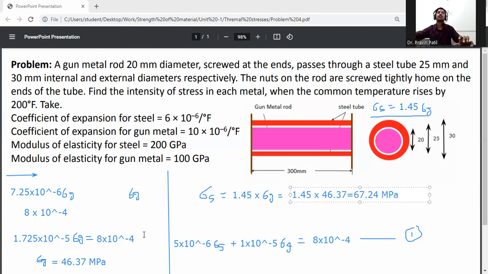So this one is stress in gun metal, and this one is stress in steel. That is, sigma s is equal to 67.24 MPa, that is Newton per mm square. Okay, so this one is stress in steel and stress in gun metal.